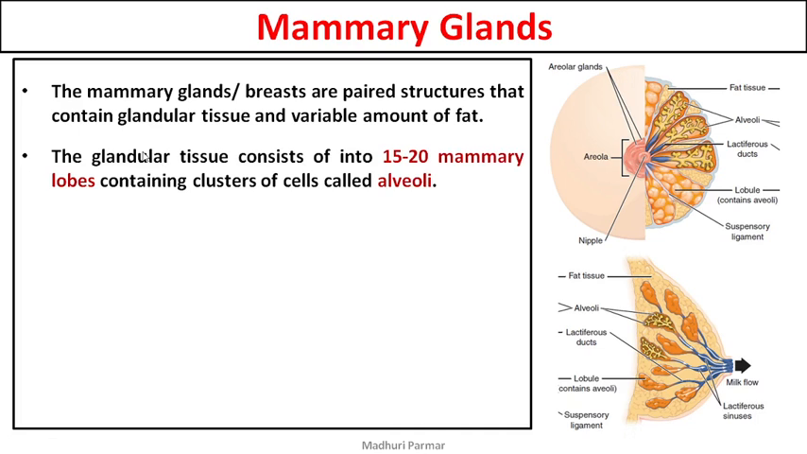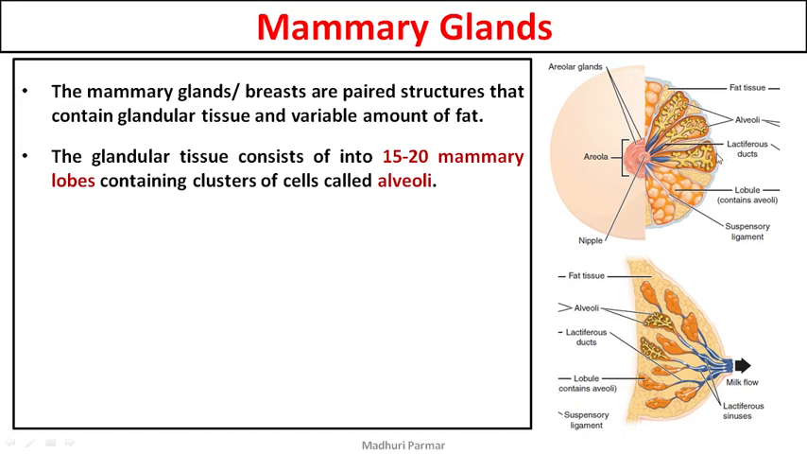Wherever you hear the word gland, you can understand that it will be secreting something, right? Here, the glandular tissue has 15 to 20 mammary lobes. This structure that you can see is one lobe. That one lobe can also be known as a lobule. So you have 15 to 20 such lobules. Clear? This is how it looks on the outside. If you remove one more covering, on the inside it looks like this.